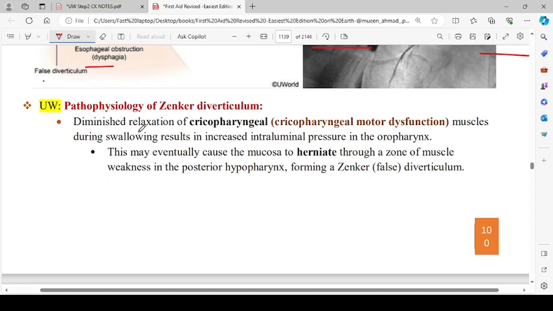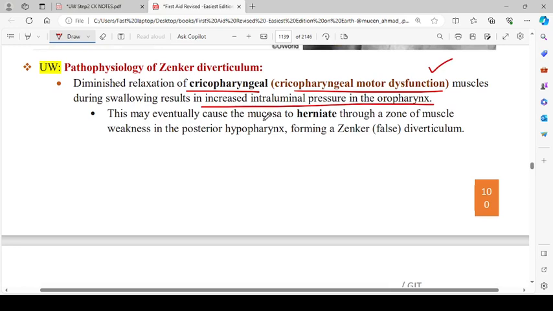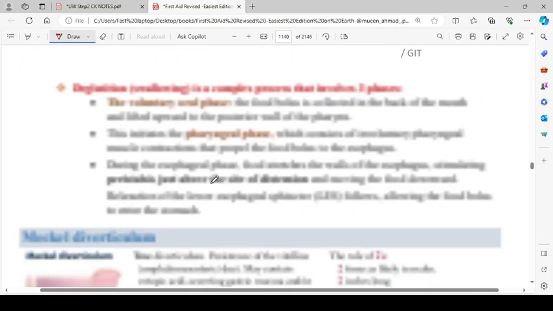Pathophysiology of Zenker's diverticulum: diminished relaxation of the cricopharyngeal muscle, a motor dysfunction, during swallowing results in increased intraluminal pressure in the oropharynx. This may eventually cause the mucosa to herniate through the zone of muscle weakness in the posterior hypopharynx, forming a Zenker diverticulum, which is a false diverticulum.